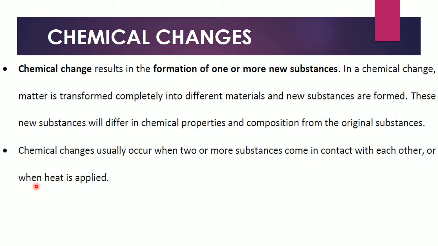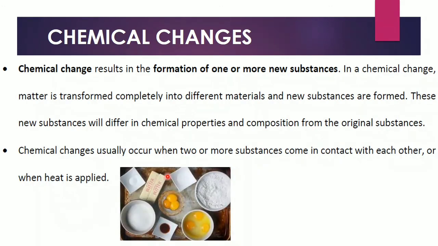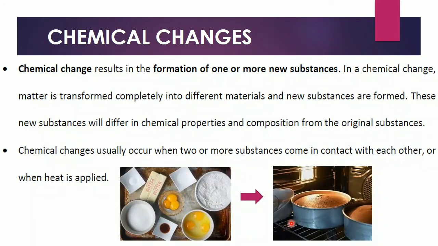For example, when we are baking a cake, we mix ingredients such as flour, eggs, sugar, and butter. These are different substances. When you mix them together and bake, we have changed the chemical properties and the composition of the original substances. So the taste of the egg and flour have totally become different. So these are chemical changes.